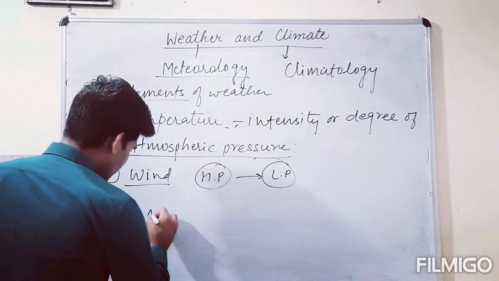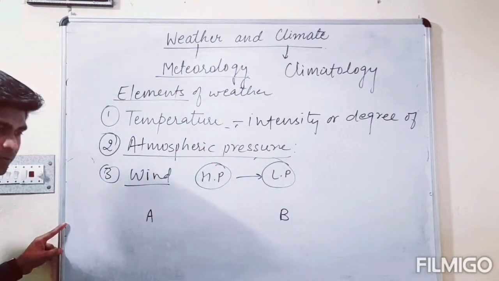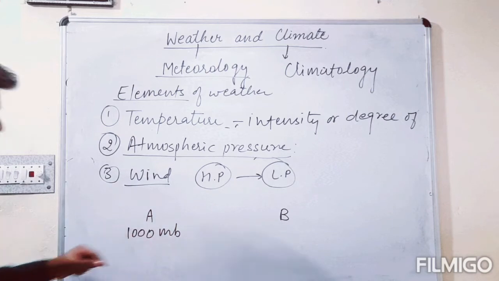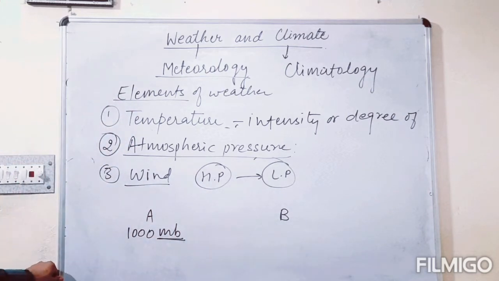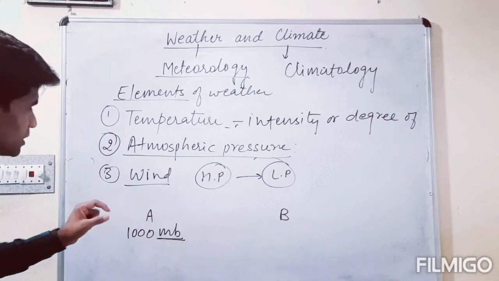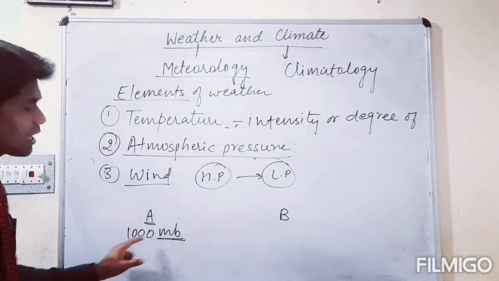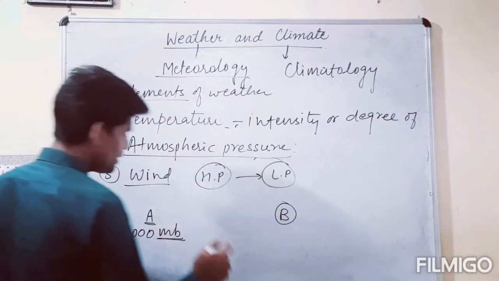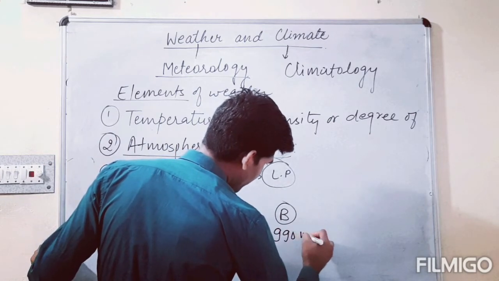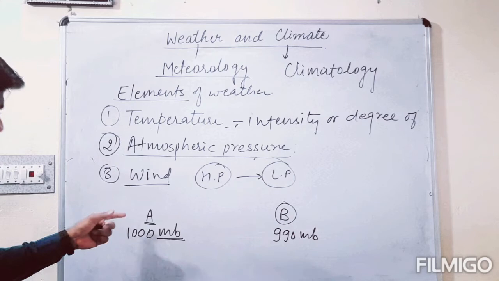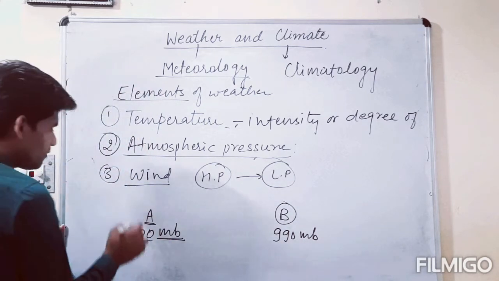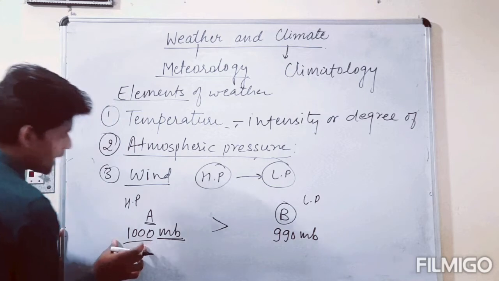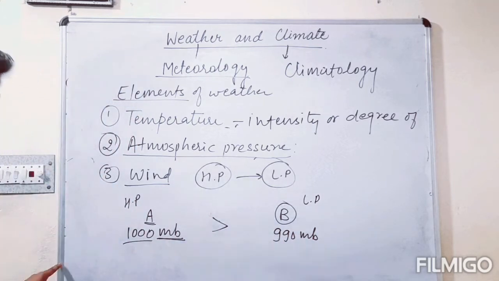Look, suppose a place A and the second place is B. The place A has 1000 millibar of atmospheric pressure. The unit to measure the atmospheric pressure is millibar, and we can denote it as MB. Suppose A is a place where 1000 millibar of atmospheric pressure is there, and the place B has 990 millibar of atmospheric pressure. So it is 1000 and it is 990. So what will happen? It is the high pressure zone, and it is the low pressure zone, because 1000 is greater than 990 MB, which is in place B.